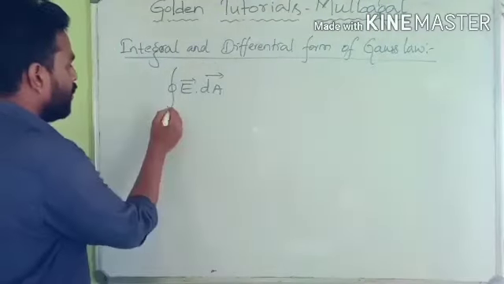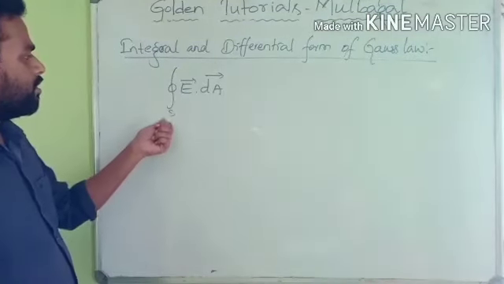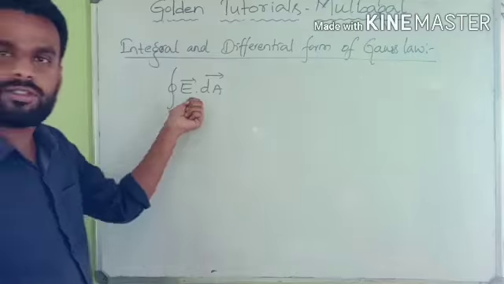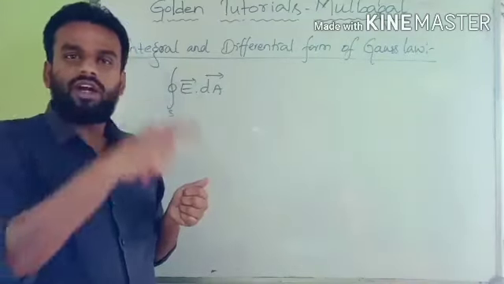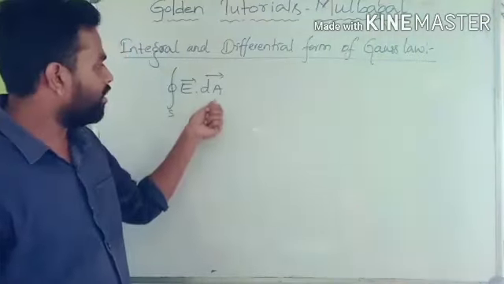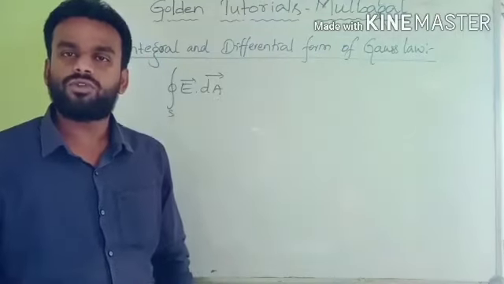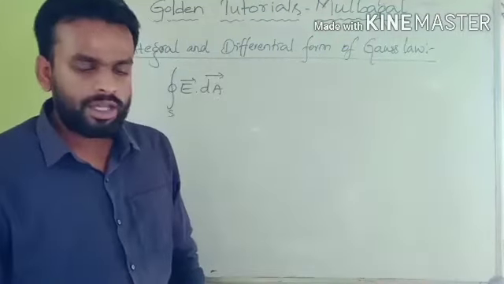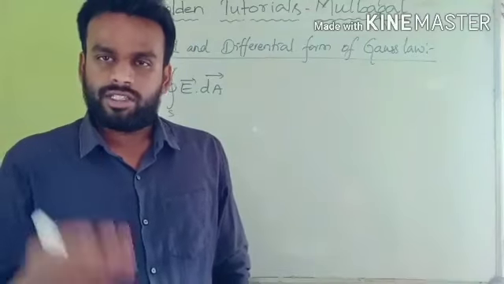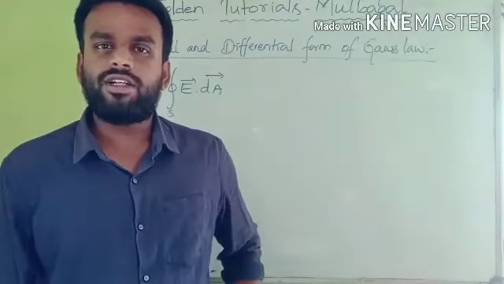So it is the integral over the closed surface of E dot dA, where E represents the electric field intensity at any point on the closed surface, and dA is the area element of the closed surface. The closed surface may be a spherical surface or a cylindrical surface.